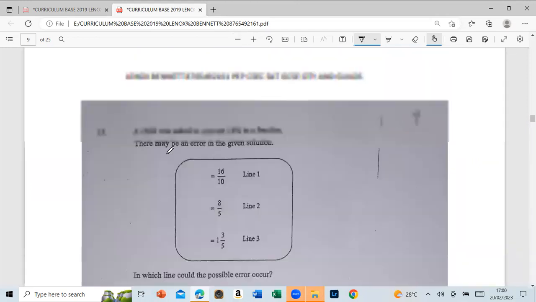A child was asked to convert 16% to a fraction. There may be an error. Notice the words "may be an error" in the given solution. So line 1, the child had 16 over 10. What is wrong there? What does percent mean?